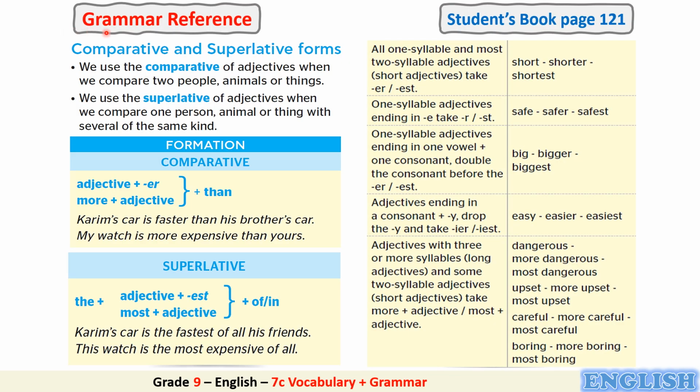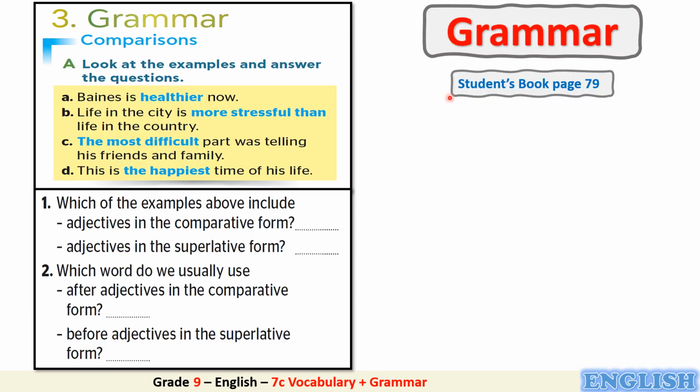Now let's move to the grammar reference in the student's book, page 121. And here we have some spelling rules for adding er or est to the adjectives. Pause the video, then read these spelling rules. Let's move to the student's book, page 79.